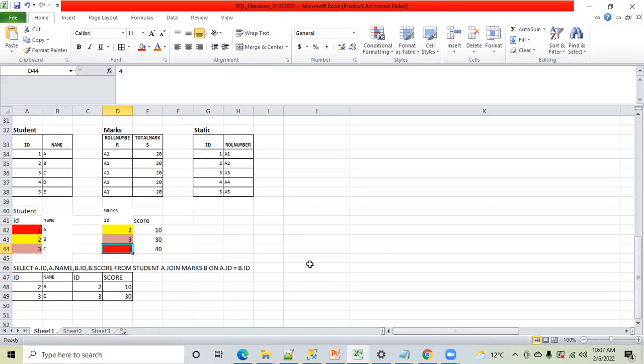Instead of join, if we use a full outer join, then 1 and 4 will also come. I will show all the scenarios. Okay, 1 minute. I will show all the things.